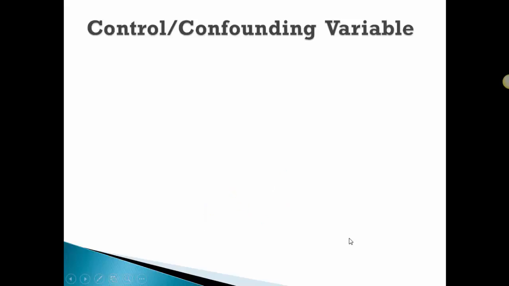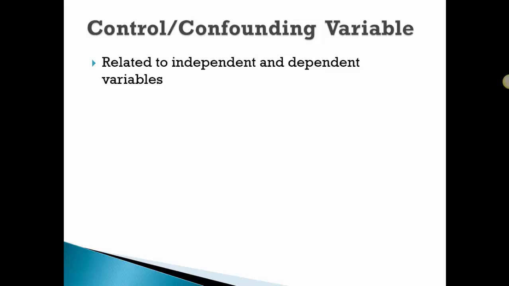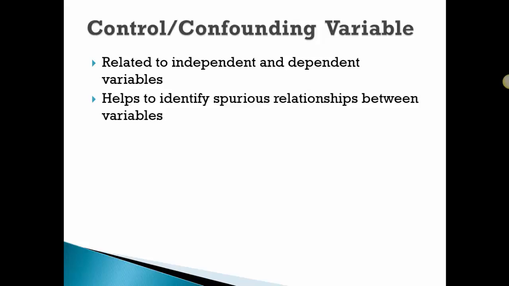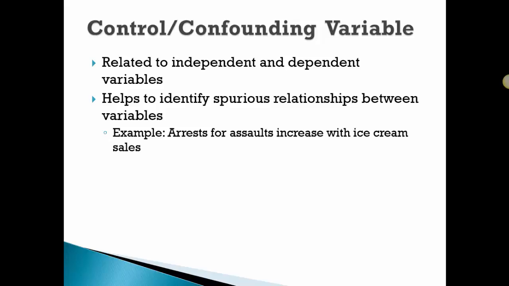So a control or a confounding variable is a variable that's related to both the independent and the dependent variable. And this helps us to identify spurious relationships between variables. Here's an example. Arrests for assaults increase with ice cream sales. Now this is a spurious relationship.